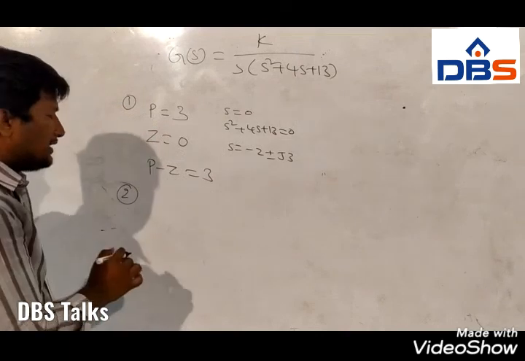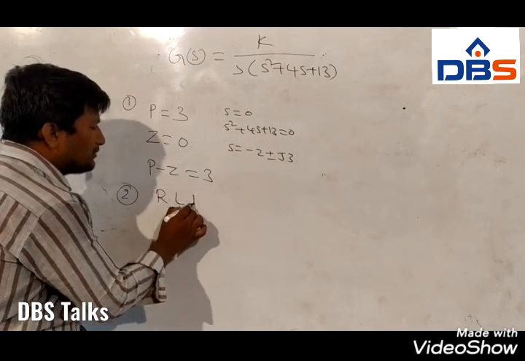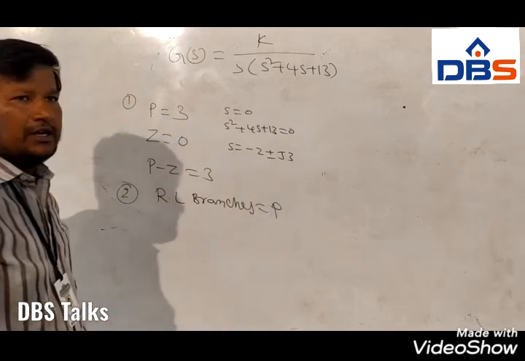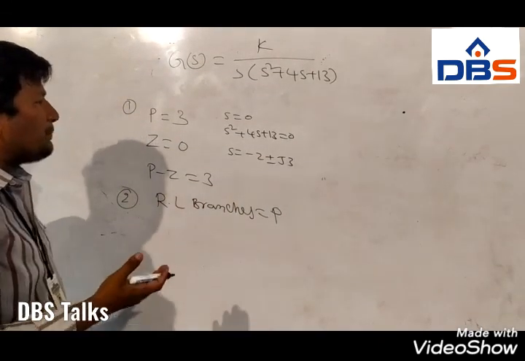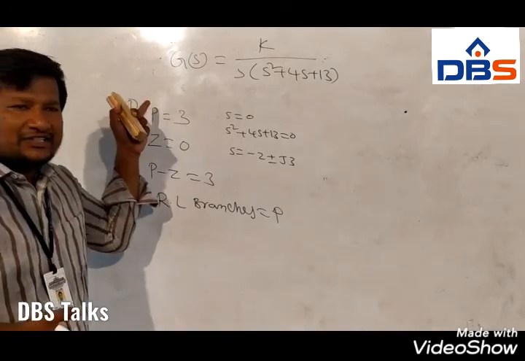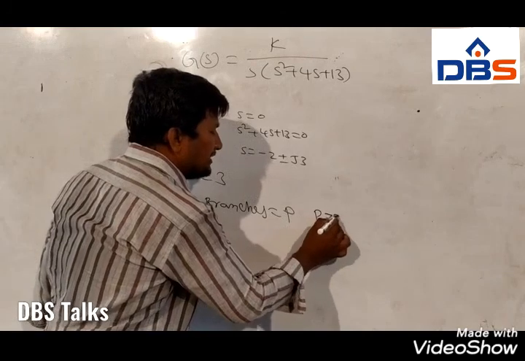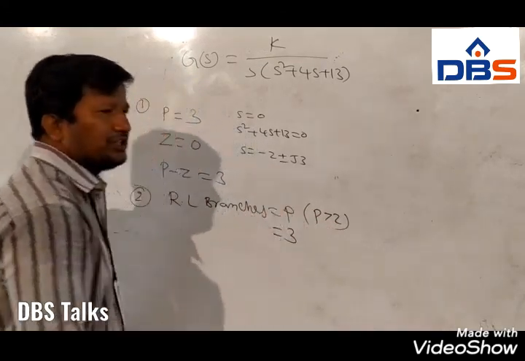And the second one is the number of root locus branches. The number of root locus branches is always the maximum of the number of poles or zeros. Here the number of poles is the maximum and zeros is 0. That's why P is greater than Z. So the number of branches equal to 3.